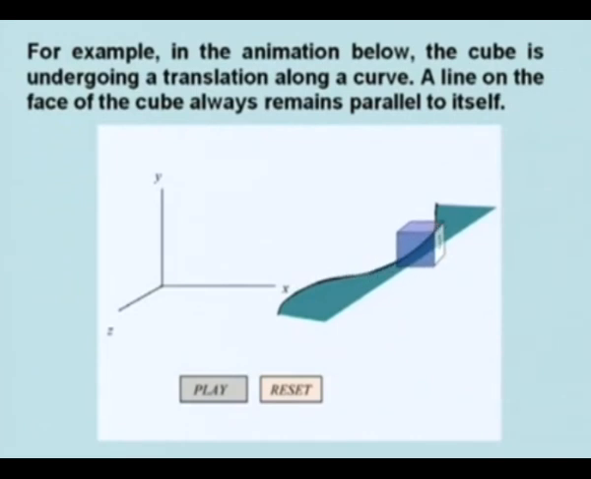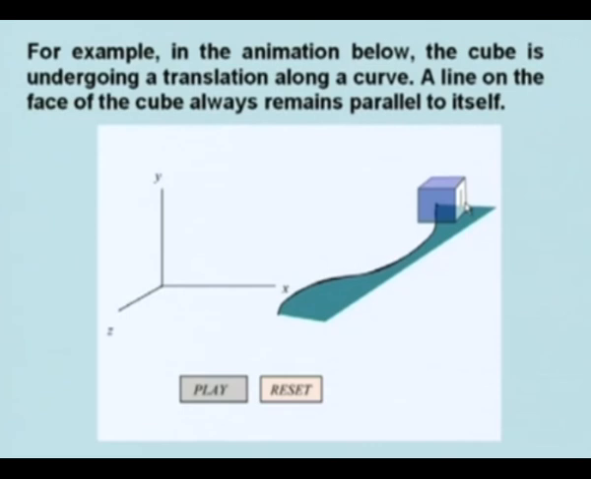Now, I am going to show you one animation. The cube will undergo translation along a curve. This is not a planar curve, this may be a space curve. That means there is no single plane which can encompass this curve. A line on the face of the cube will always remain parallel to itself. For example, as I play this animation, just see this line. Although the cube is moving in a curved path, this line always remains parallel. So this is an example of a translation.